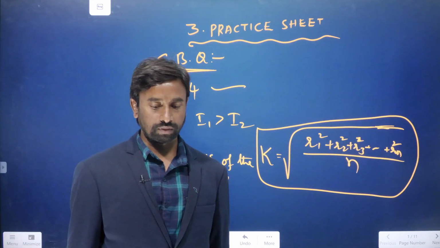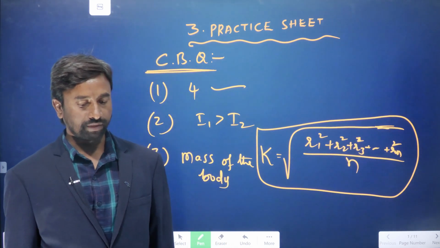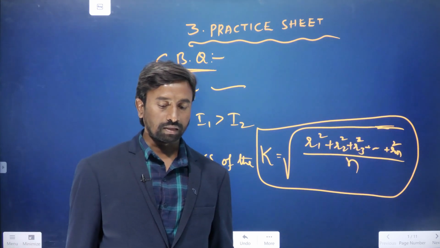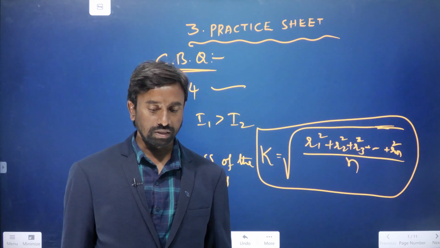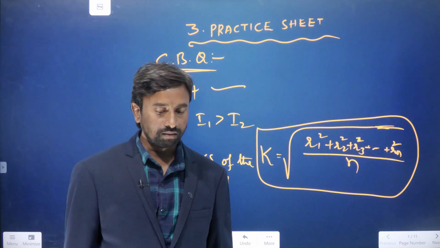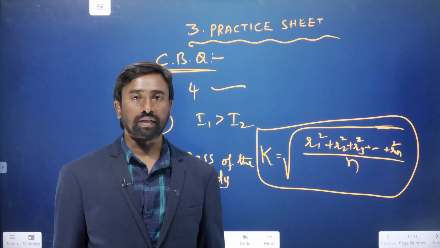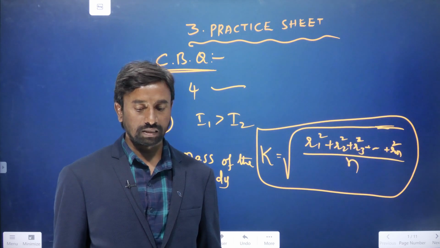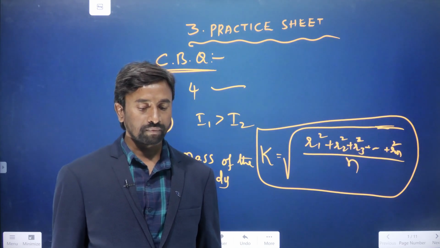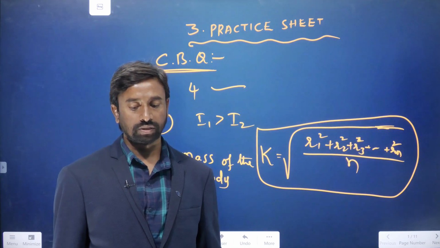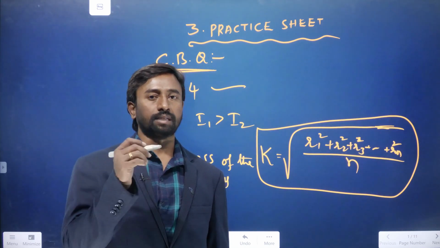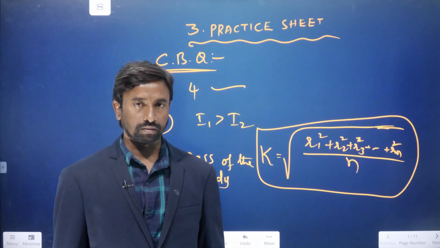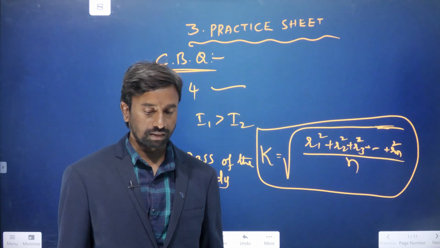Next, the fourth question is given here. Two satellites A and B of equal masses, which can be considered as particles, are orbiting the earth at different heights, HA and HB. Here HA is greater than HB, so the height of satellite A is greater than the height of satellite B.